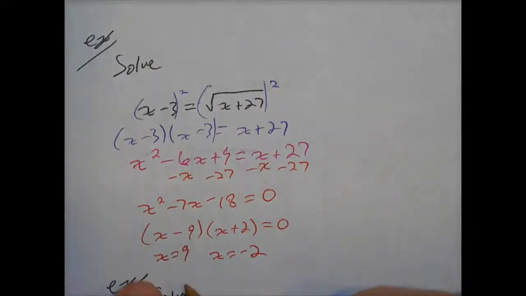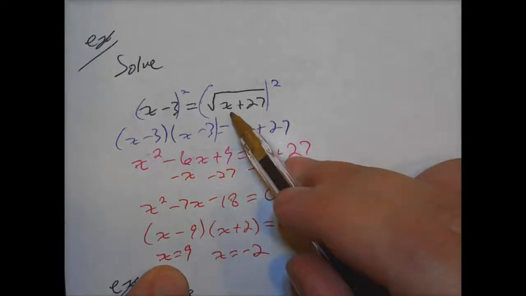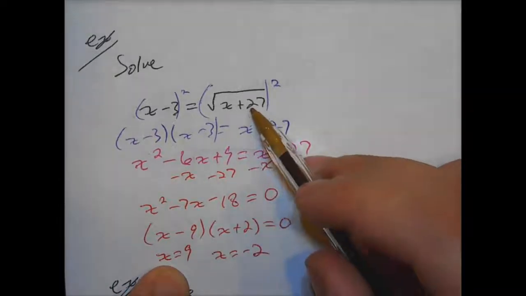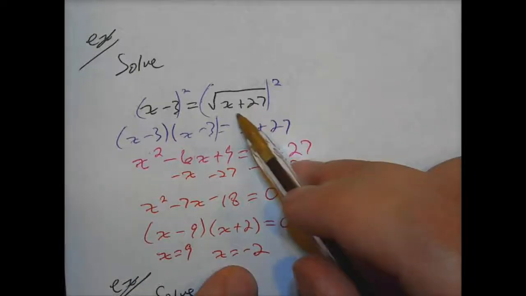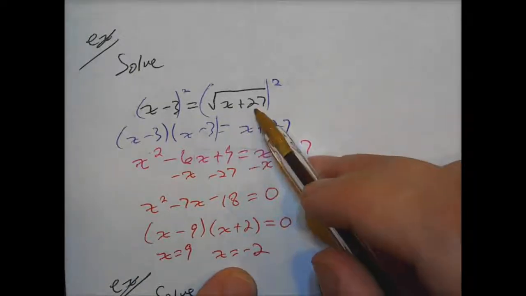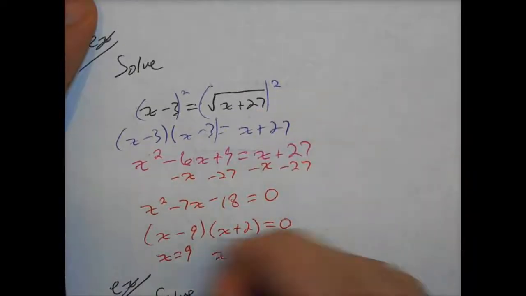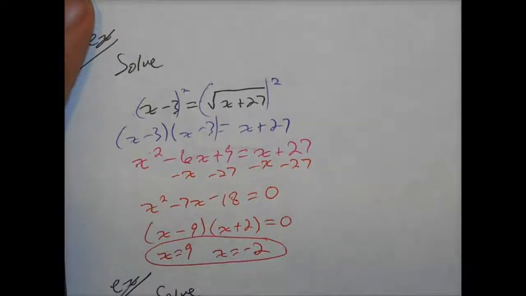Check both of those in your original function. If I put 9 in here, 9 plus 27 is a positive number, so cool. If I put in negative 2, negative 2 plus 27 is a positive number. Good to go. We have two solutions for that problem.